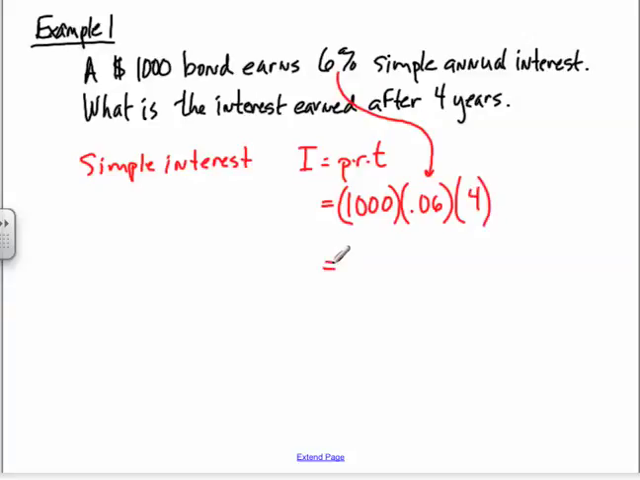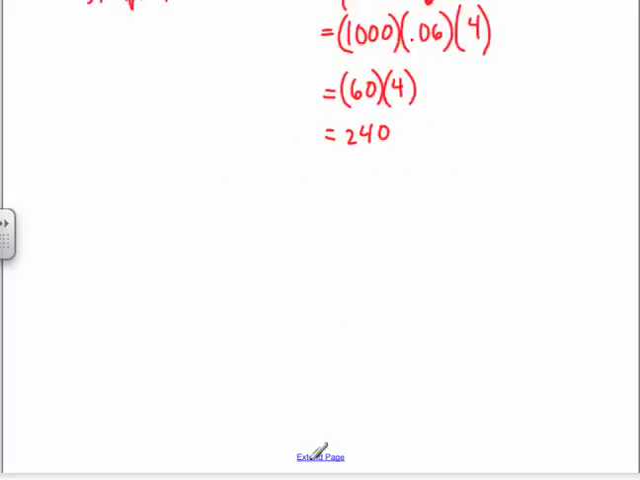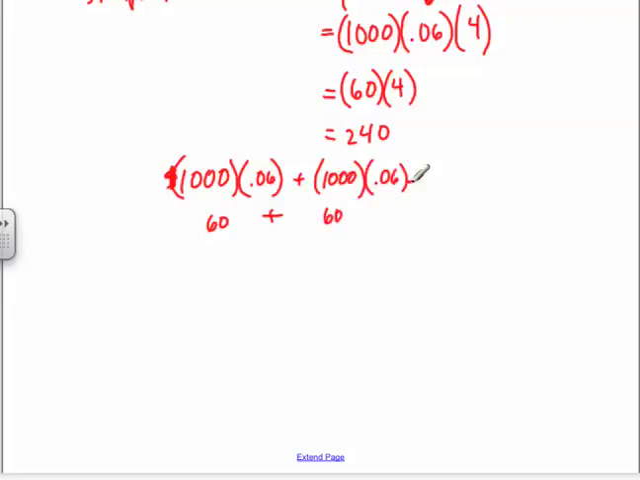Now, when I multiply this stuff, I can do this in my head. 0.06 times 1,000. Well, if it was just 6 times 1,000, it'd be 6,000, but I need to move it back 2 places, right? So it's going to be 60 times 4, and that's going to be 240. Now, I could have done it this way. It takes longer, but I can think of it this way: after 1 year, it's 1,000 times 0.06, and that's $60. And then it happens again the next year, because I'm only earning interest on the principal that I put in. So this is also 60.